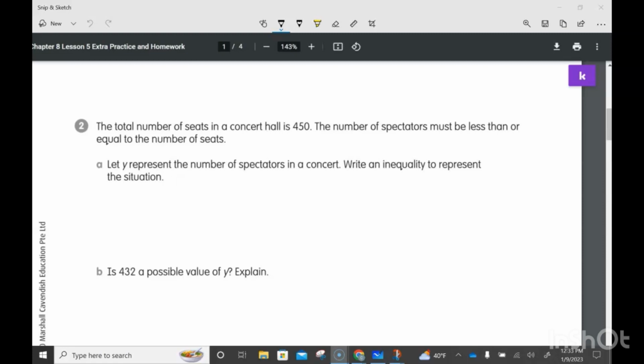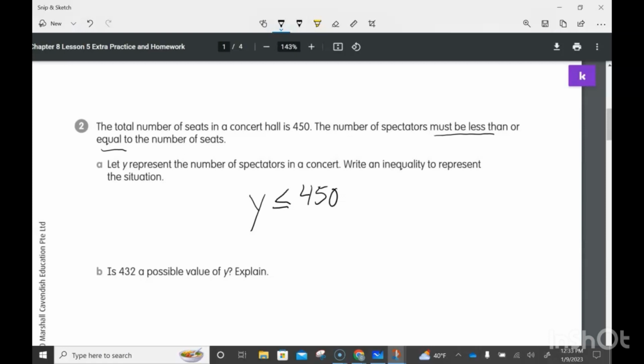So it says letter A, let Y represent the number of spectators in a concert. Then it says write an inequality to represent the situation. So what we have here is Y is going to be, it says less than or equal to. Okay, so less than or equal to, we're going to have that line there, 450. And you can see how this would make sense because we have 450 seats. You can't have more than 450 spectators because not everybody would have a seat.